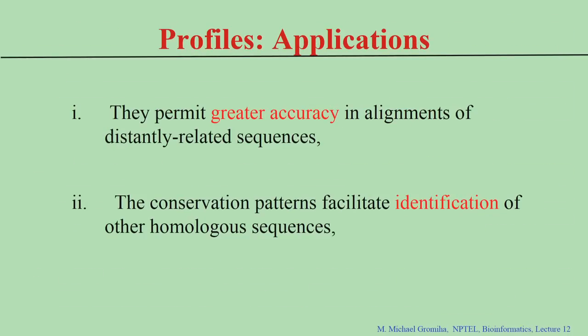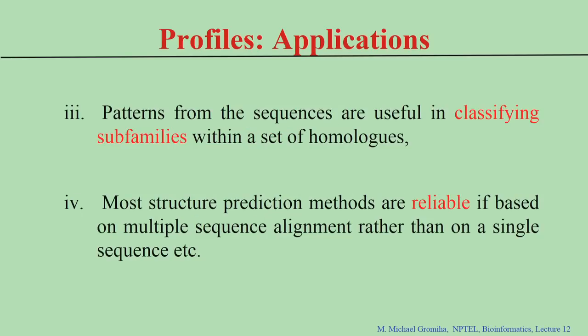So, what are the various applications compared with other measures, for example, conservation? You get greater accuracy when you align distantly related sequences, and the conservation patterns also facilitate the identification of homologous sequences, because we have a high score in the case of homologous sequences. You can also see patterns which are useful for classifying subfamilies within a set of homologous sequences.